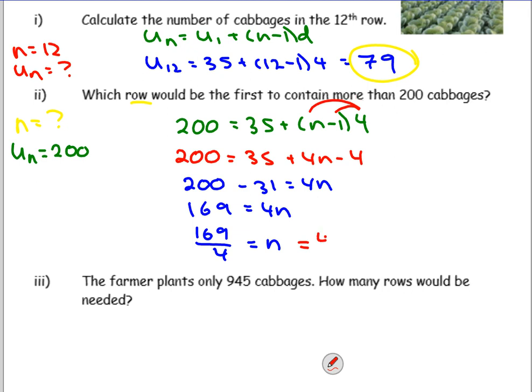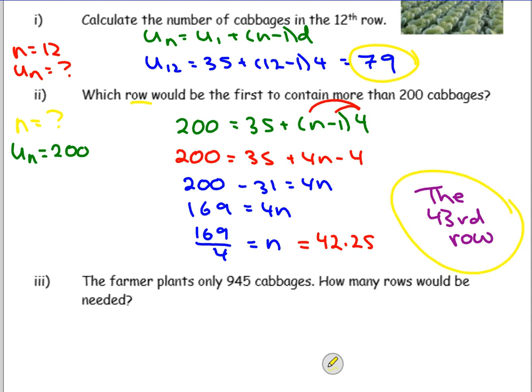And it is saying which row will have more than 200 cabbages? Will the 42nd row have more than 200? No. Yeah, it'll have just a bit less. So the 43rd. Yeah, that's it. 43rd row. So realizing that our n sort of has to be an integer is helpful here.